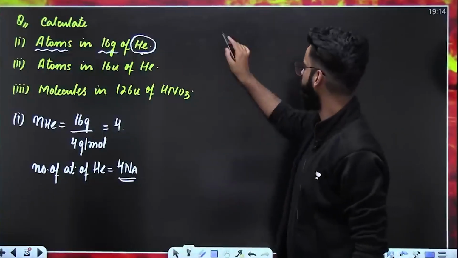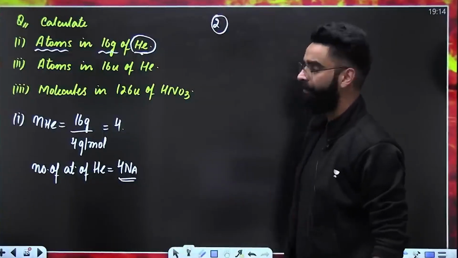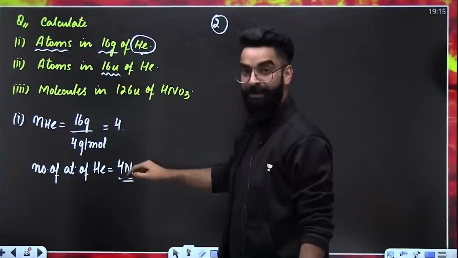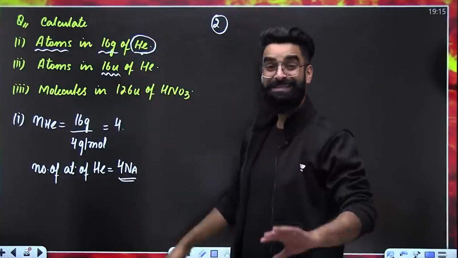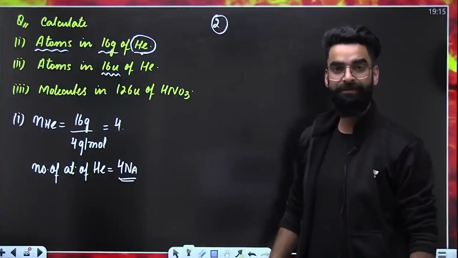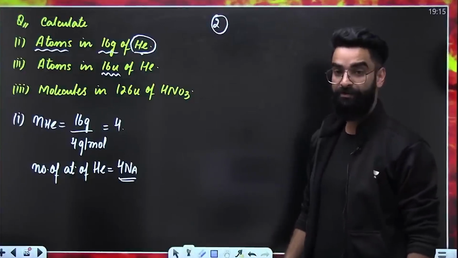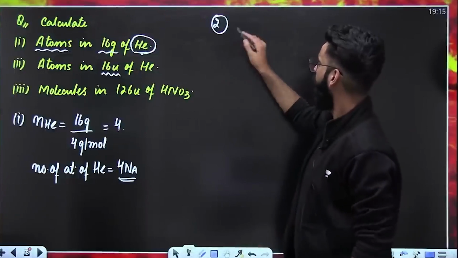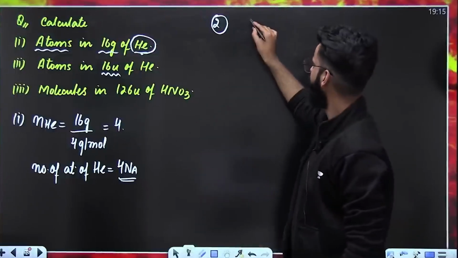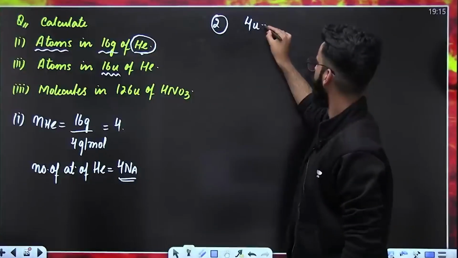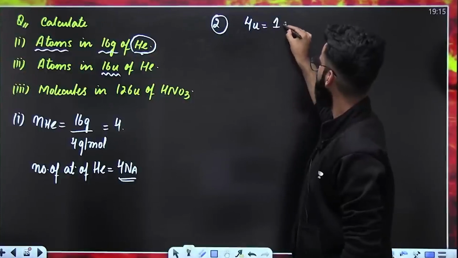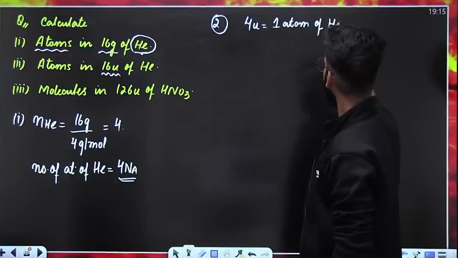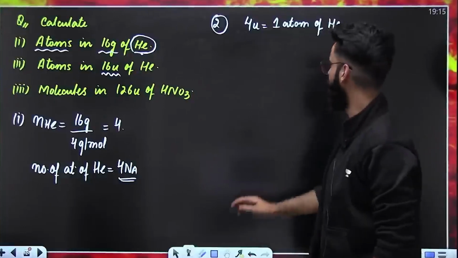Now look at the second one. Calculate the number of atoms in 16U of helium. Here it's not grams, it's 16U of helium. It's not grams. So how you are going to solve it? Do you know what is the atomic weight of helium? 4 AMU. 4 AMU is the mass of one atom of helium. Correct? 4 AMU is the mass of one atom of helium.